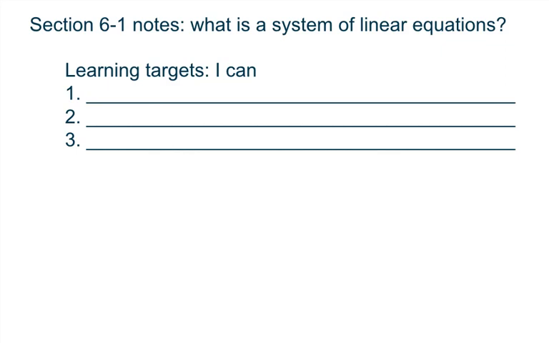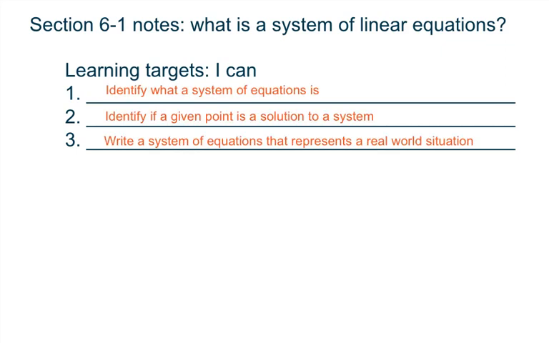identifying if a given point is a solution to a system, and writing a system of equations given a real-world situation. So I will repeat those again, and you need to copy this down into your notes. So again, the 3 learning targets for section 6.1 are identifying what a system of equations is, identifying if a given point is a solution to a system, and writing a system of equations that represents a real-world situation.